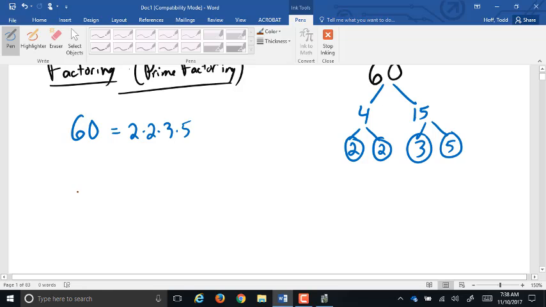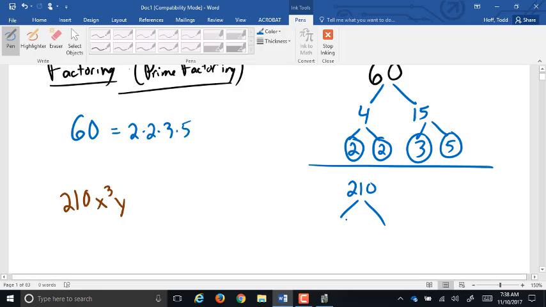Well, if I throw in something like this, 210x to the 3rd y. If I want to prime factor that, I'll do the 210. What's any number that goes into 210? Well, it ends in 0, so, well, 21 goes in there, yep. If I divide by 21, I'm left with 10.